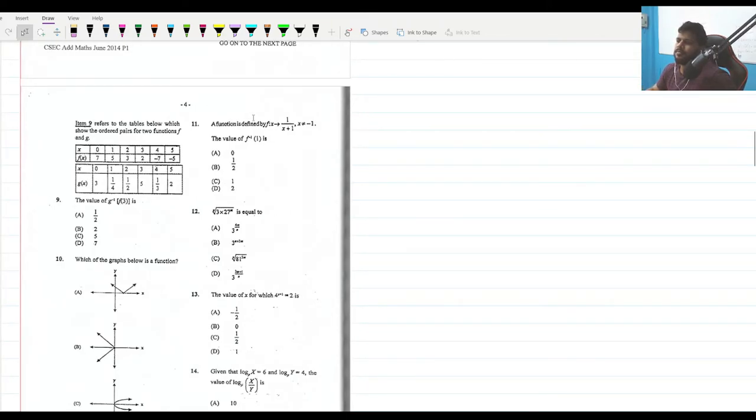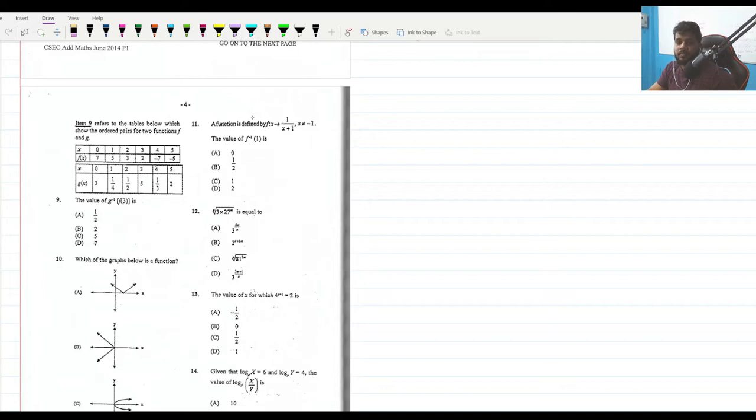The value of g inverse of f of 3. From the table, f of 0 is 7, f of 1 is 5, f of 2 is 3, and so on. Which means if I go backwards, f inverse of 7 is 0, f inverse of 5 is 1, f inverse of 3 is 2.